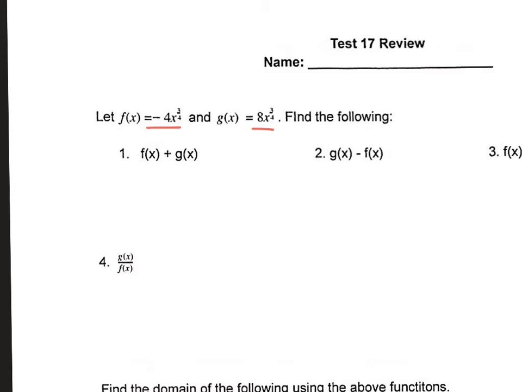First one says f of x plus g of x. I'm just going to add those two, and they both have the same exponent, so I can just add the coefficients in the front. Negative 4 plus 8 is positive 4, x to the 3/4 power. That's all you got to do.